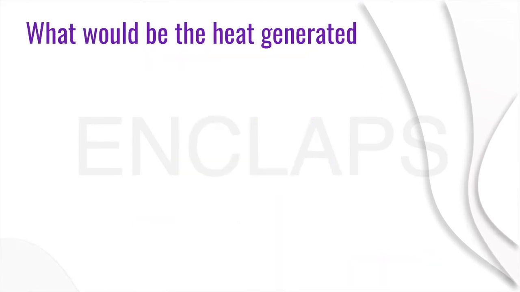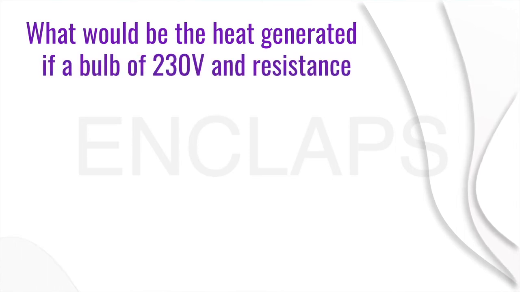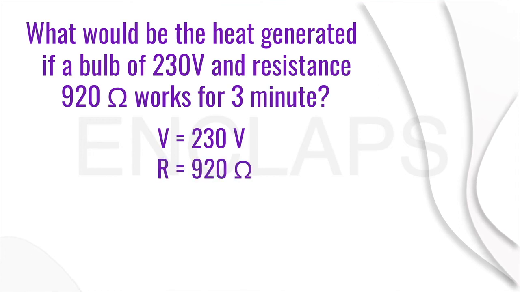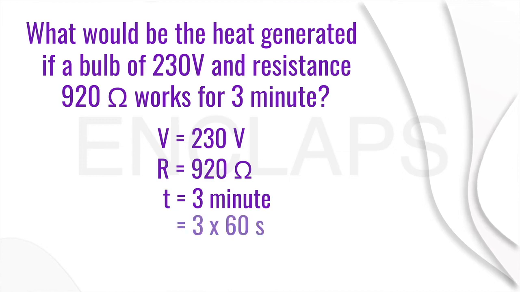What would be the heat generated if a bulb of 230 volt and a resistance of 920 ohm works for 3 minutes? The given data are voltage V is equal to 230 volt, resistance R is equal to 920 ohm and time T is equal to 3 minutes. 1 minute we know it is equal to 60 seconds. So, convert the minutes to seconds, which equals 3 into 60 equal to 180 seconds.